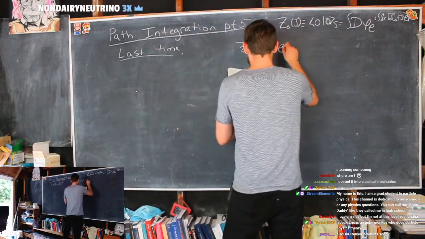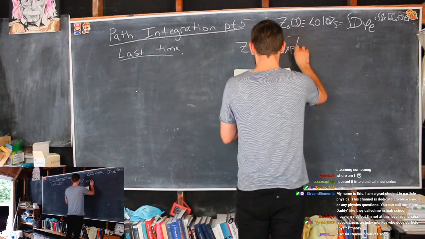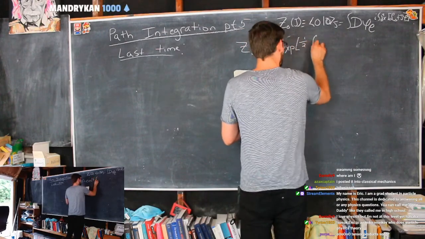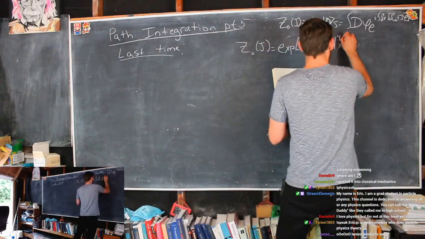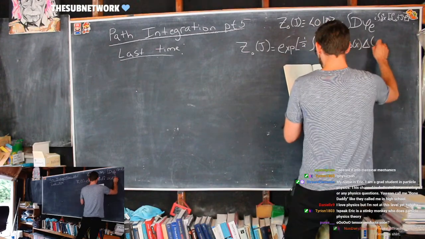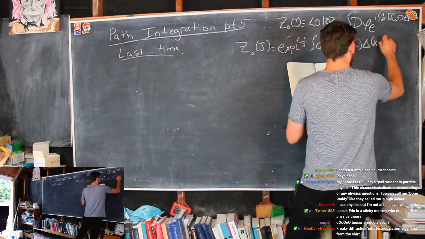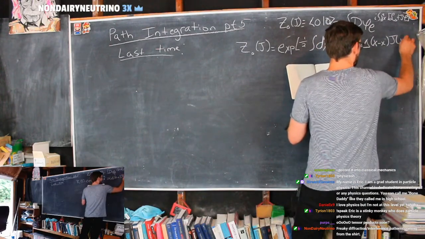Is equal to e to the, let's do exp, i over 2 times the integral of d4x d4x prime of J of x with our delta of x minus x prime and J of x prime.